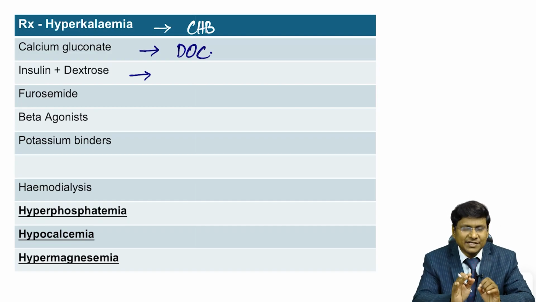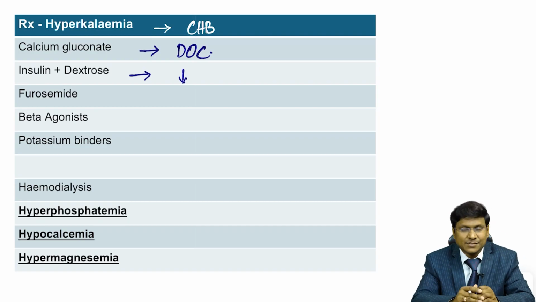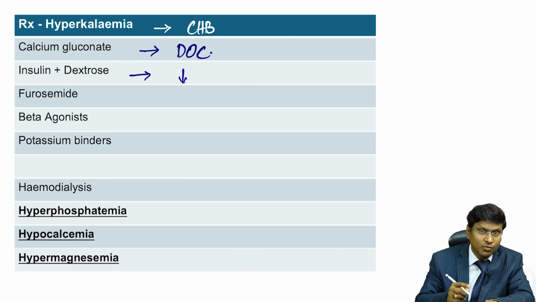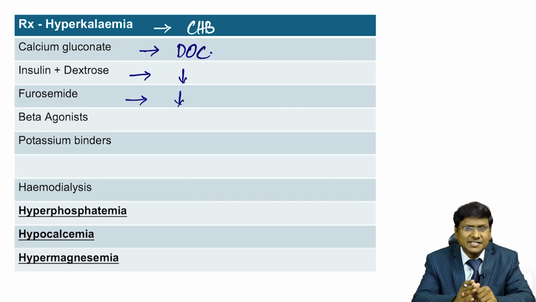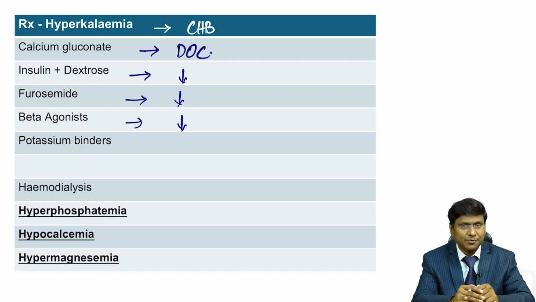And next is insulin plus dextrose. Insulin plus dextrose is the one which will cause a quick reduction in the potassium levels, as it shifts the potassium from the extracellular compartment to the intracellular compartment. Next is furosemide, which will cause kaliuria, and that will also reduce the potassium levels. Next is beta agonists. Beta agonists also shift the potassium from the extracellular to the intracellular compartment. That will also cause a decrease in the potassium levels.